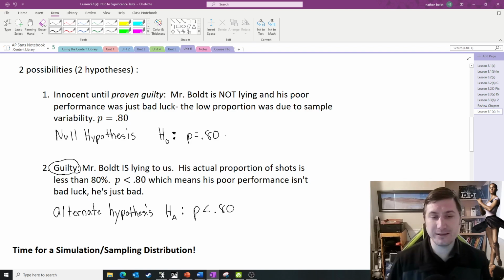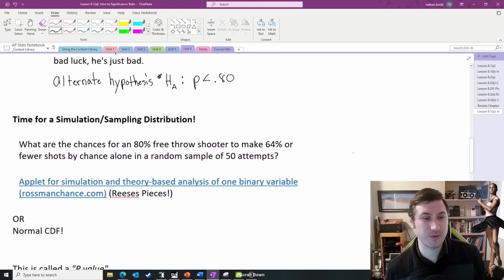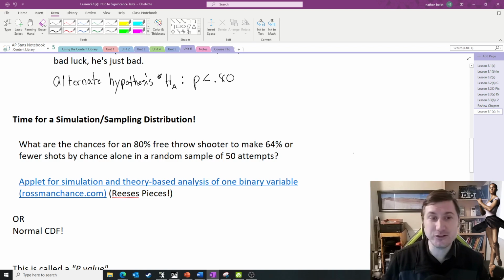And we'll get more into the specifics of that. Right now, I mainly want us to be able to identify a null hypothesis and an alternate hypothesis. So how would we decide between the two? Okay, well, that's where everything we've learned comes into play. A simulation or a sampling distribution.